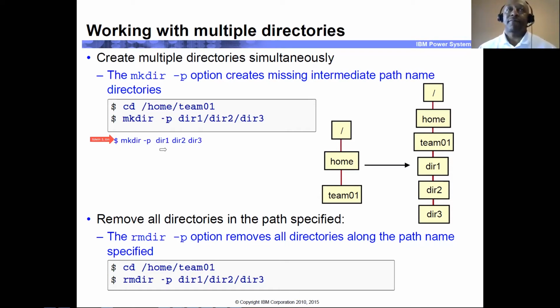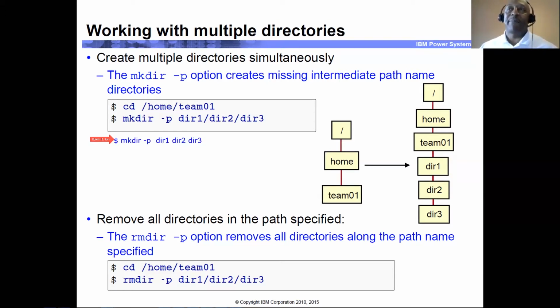So you can create multiple directories simultaneously, or remove all directories simultaneously. In other words, rmdir -p will remove all directories along that particular path specified. Again, this will be more difficult if directory 2 is not empty, which means I can't remove directory 3 or directory 2, or directory 1 unless I remove directory 2 and directory 3. So you may get errors if those directories are not all empty, because one is a sub of the other.